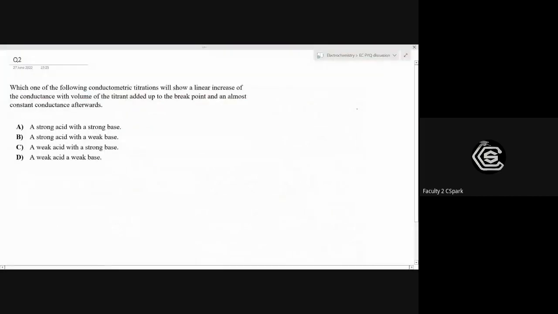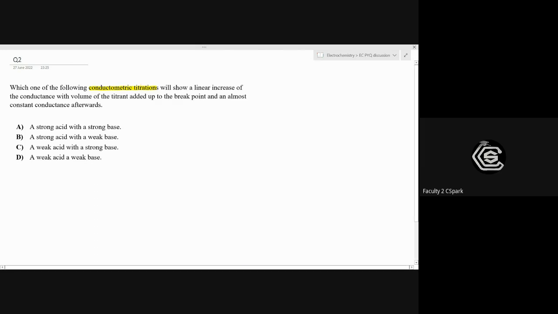Now this is the second question. It's a very good question. Which one of the following conductometric titrations will show a linear increase of the conductance with the volume of the titrant added up to the breakpoint and almost constant conductance afterwards? Now, see, first of all, conductometric titrations are titrations wherein we measure the end point of the titration by observing the jump in the conductance value. That is what we measure here. So there will be a sudden change in the values of conductance.